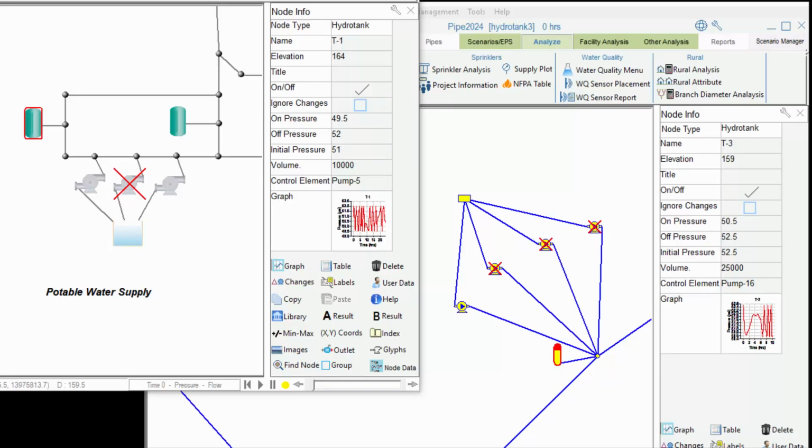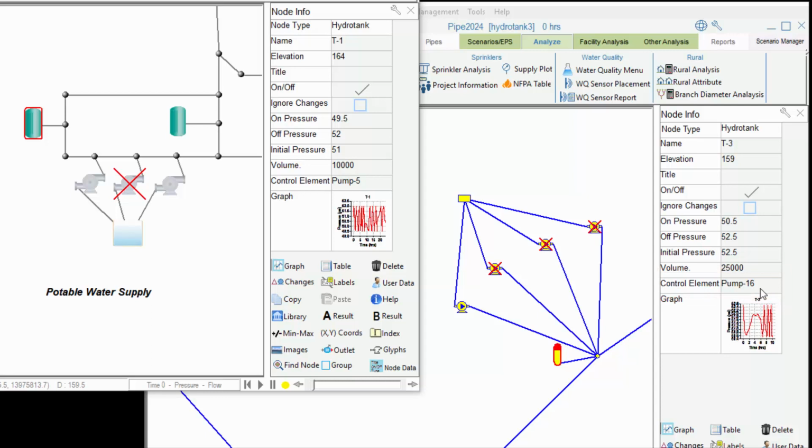Hydropneumatic tanks, or hydrotanks, are devices that are often used in drinking water systems in place of large overhead storage tanks. Hydrotanks are part of the KY pipe hydraulic model. They are defined with pressure switches, volume, and an associated pump.